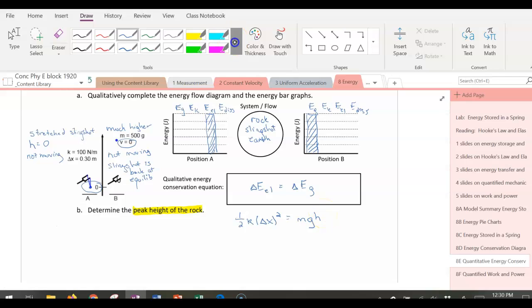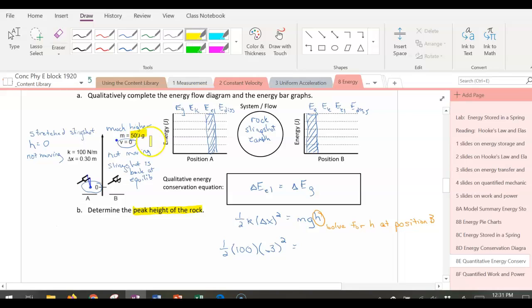Okay, and that's what I'm looking for, right? I'm going to solve for the height at position B. Okay, and so let's plug in what we know. They gave me a K of 100 newtons per meter, and they gave me a displacement of 0.3 meters. I have to square that displacement.